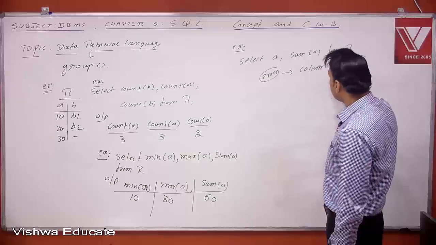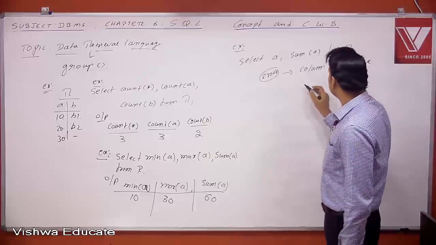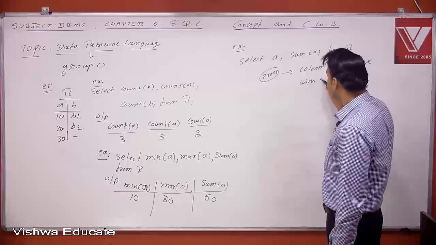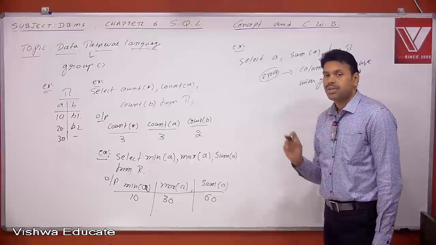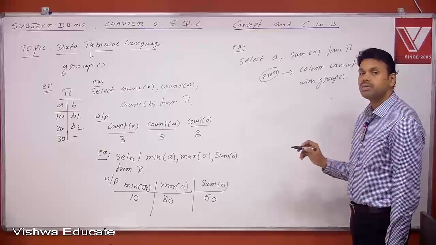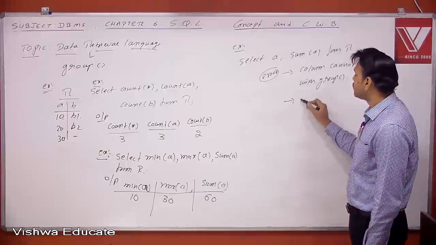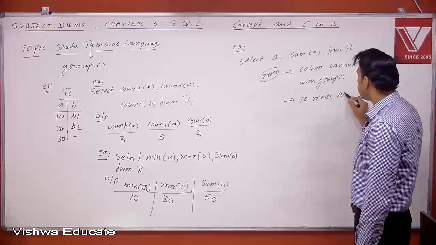Column cannot use with what? Group function. That's why it is an error. But there is an exception. You can make use of this if you are using the group by clause.